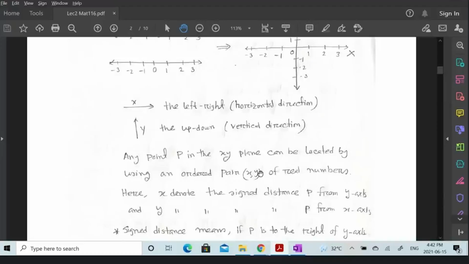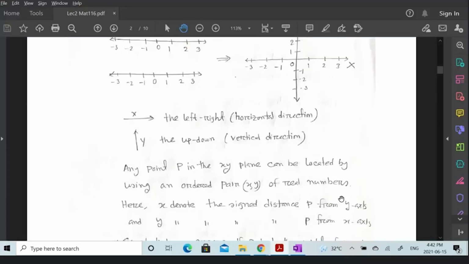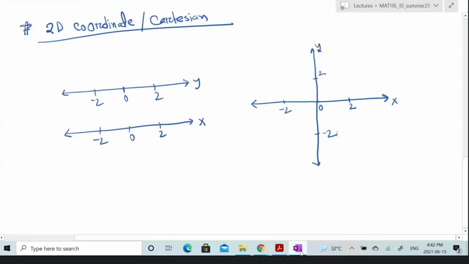Now, what do this x and y mean? So x denotes the signed distance of P from the y-axis, and y denotes the signed distance of P from the x-axis. Meaning, if I tell you that I want to allocate the point (2, 2), this is going to be here.